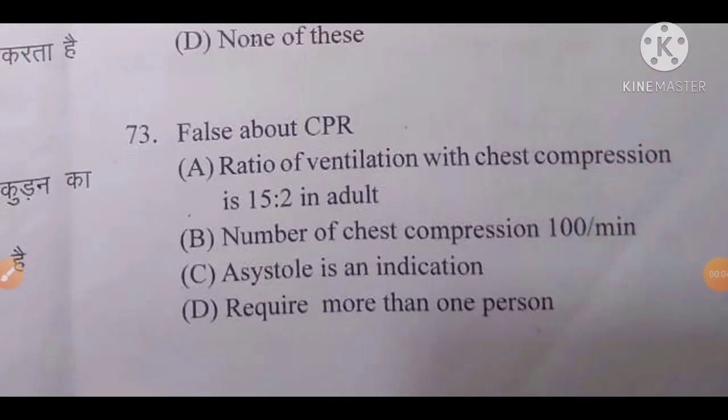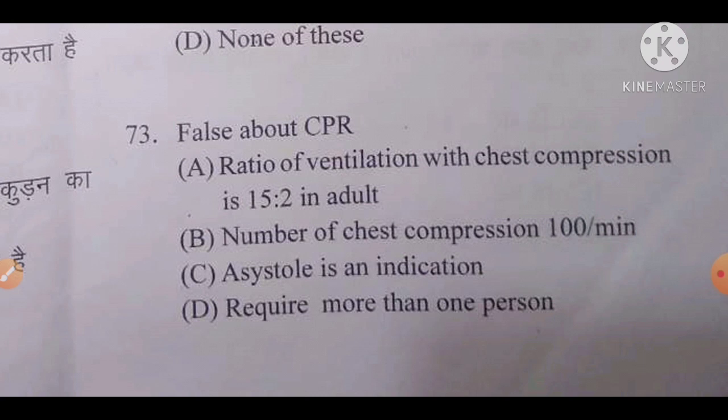False about CPR is option A, ratio of ventilation with chest compression is 15:2 in adult. B, number of chest compression is 100 per minute. C, asystole is an indication. D, requires more than one person.